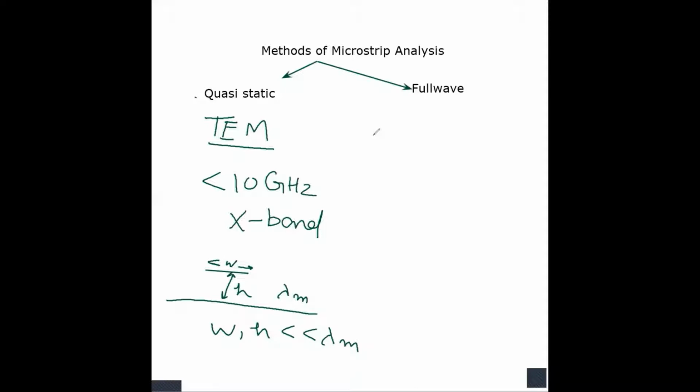On the other hand, the full wave analysis is more rigorous and analytically complex. The important outcome of full wave analysis is information about the dispersive nature of microstrip line. So it gives the dispersive nature of microstrip line. And this includes the variation in the characteristic impedance of the transmission line and phase velocity with frequency.